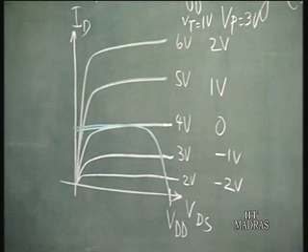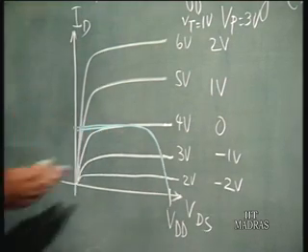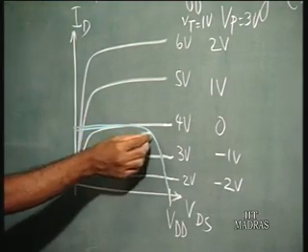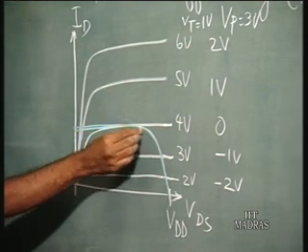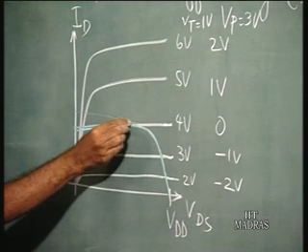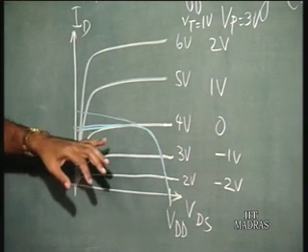Of course, this is an ideal characteristic, but usually it is not so flat. It may be slightly like this, you know. A slight increase in current is there, due to various reasons. One of the reasons is, of course, the channel length modulation in saturation.